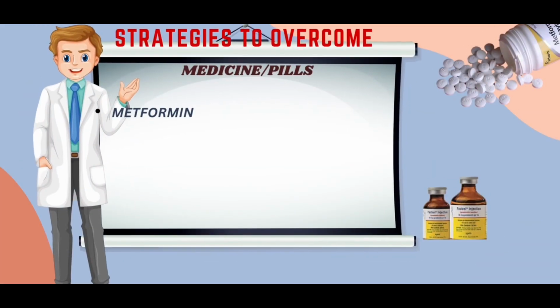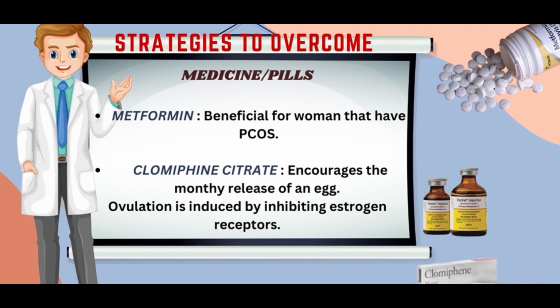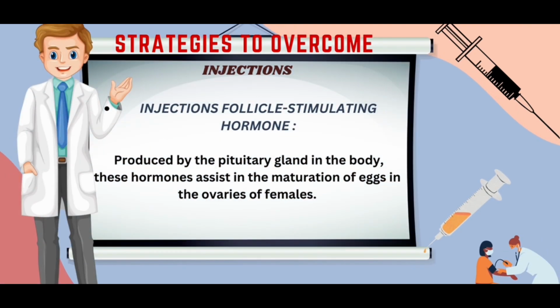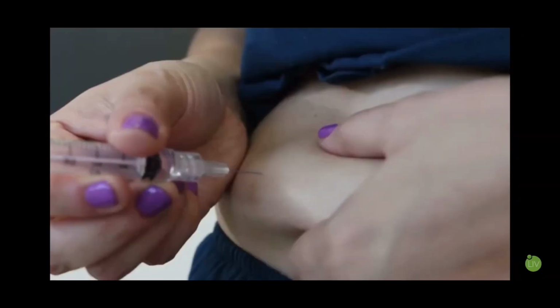Medicinal pills such as metformin are beneficial for women that have PCOS, and clomiphene citrate encourages the monthly release of an egg. So, ovulation is induced by inhibiting the estrogen receptor. Next, injections such as follicle-stimulating hormone, which is produced by the pituitary gland in the body. These hormones assist in the maturation of eggs in the ovaries of females.